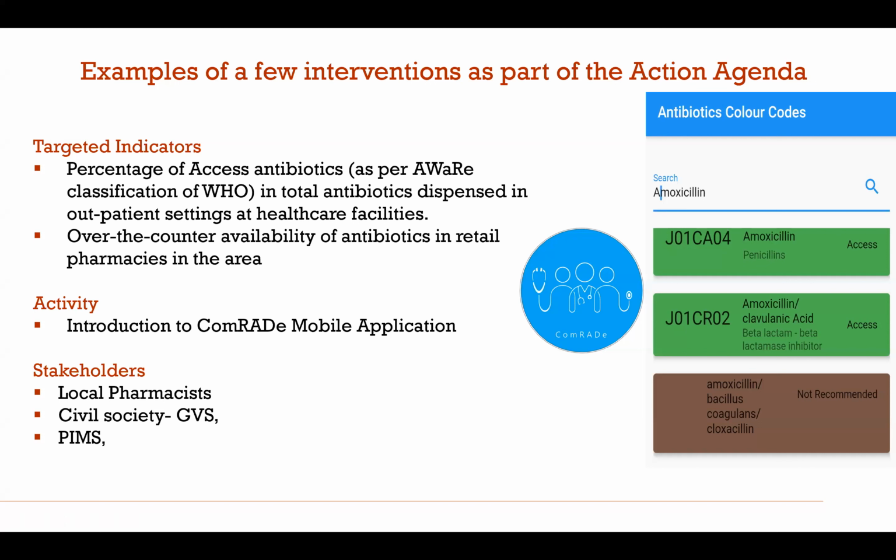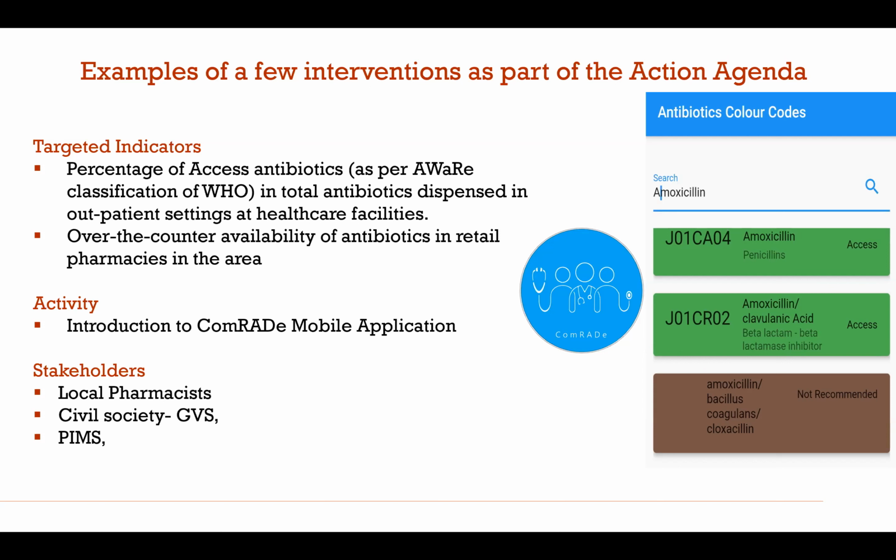So basically the indicators that we targeted was the percentage of access antibiotics dispensed in outpatient settings in any healthcare facility, if we could. Also, we were trying to see if we could figure out a reduction in over-the-counter availability of antibiotics in the retail area by ensuring them that this is an antibiotic that they're giving out. So basically just trying to improve the awareness of the people. And we were also trying to see if this could reduce the use of antibiotics.